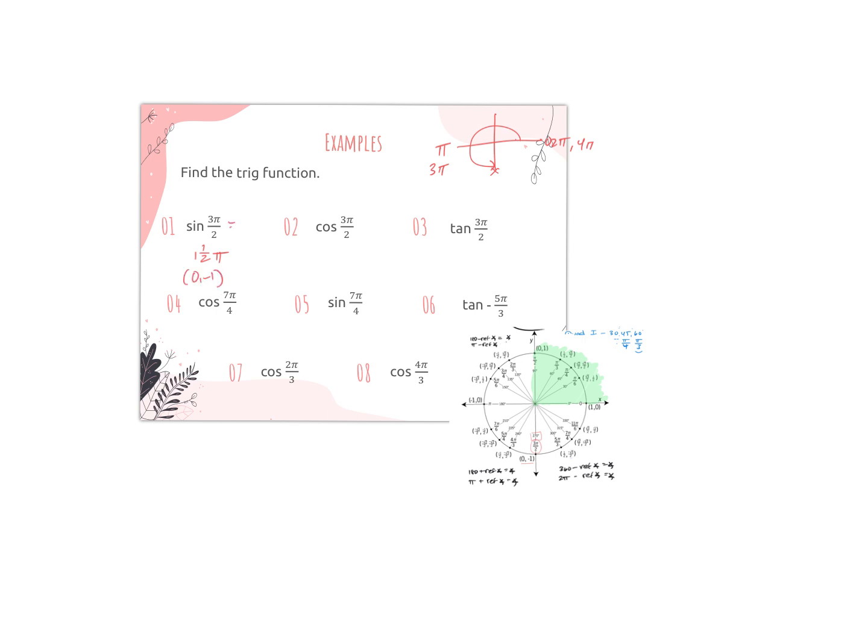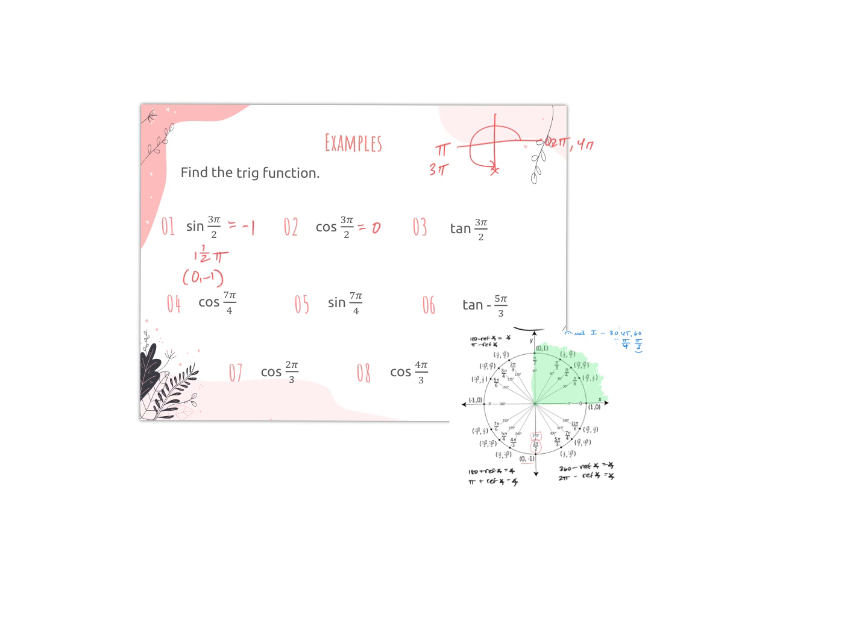And so the sine, we know, is the y value. So it's -1. The second problem is the cosine of that same point. Well, again, the cosine is the x value, which in this case would be 0.